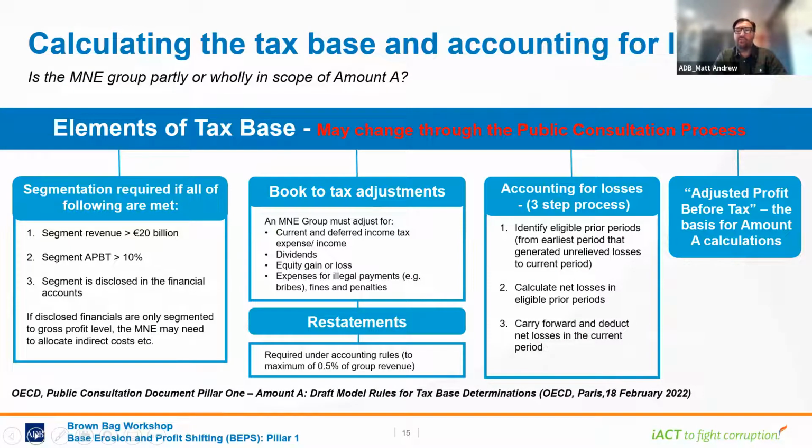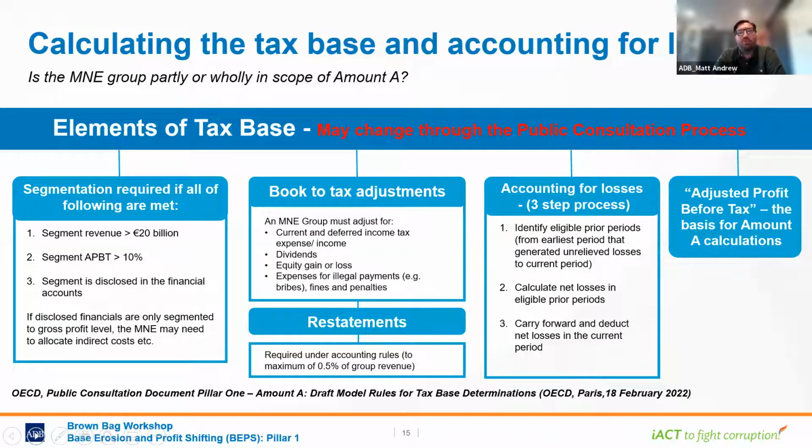So moving to the next block here, this is the tax base and accounting for losses. So in terms of the tax base, a couple of interesting points came out of the public consultation paper on tax base. So the OECD is asking multinationals to make several adjustments to its global consolidated tax base in order to arrive at an adjusted profit before tax. And these adjustments are similar to Pillar 2, but probably slightly less in number.